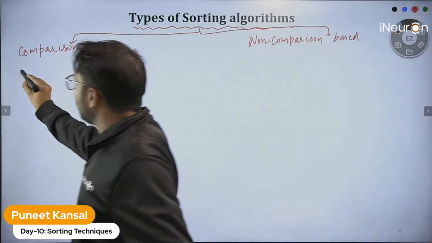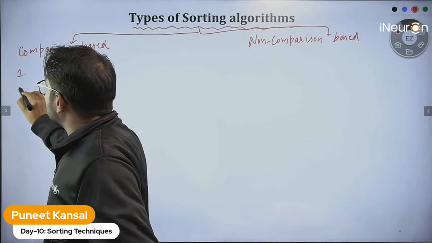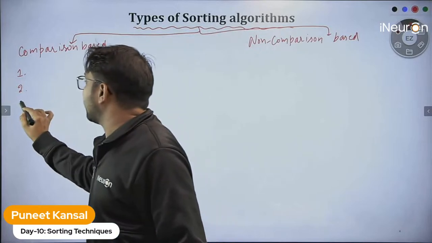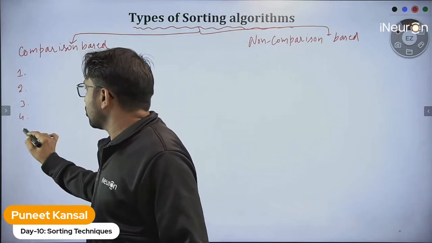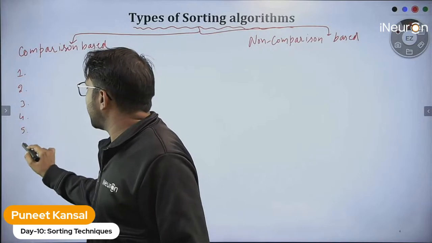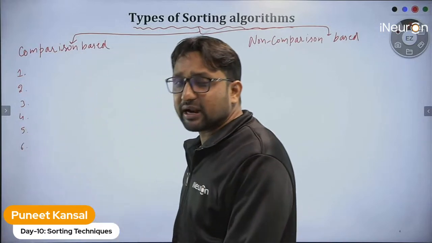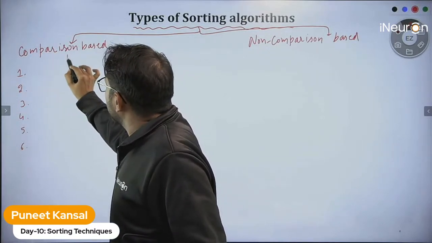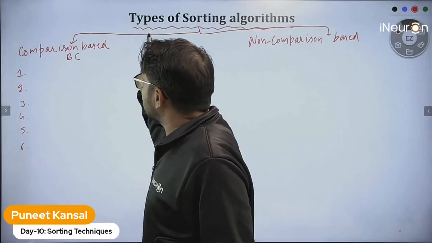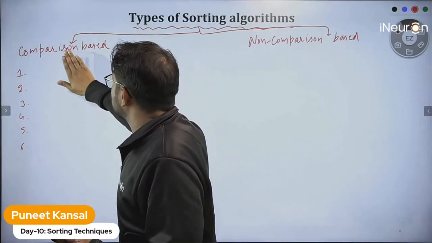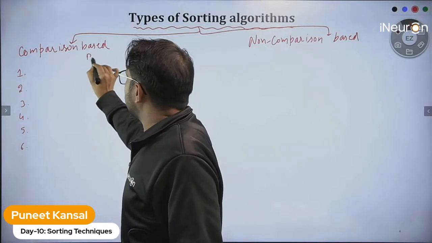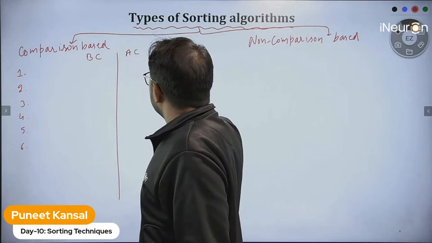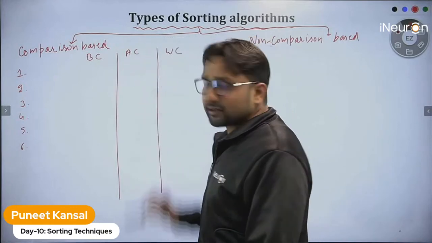Can you people tell me, whoever knows, what are the comparison based sorting algorithms? You please write in the chat box. Whatever is coming to your mind, if you know, write in the chat box. Your interaction will be required. So please write in the chat box, what are the comparison based sorting algorithms? I will create a matrix over here. I will write the complexity of these algorithms actually. So let me make a space a little bit more. Meanwhile, you people, please write in the chat box.